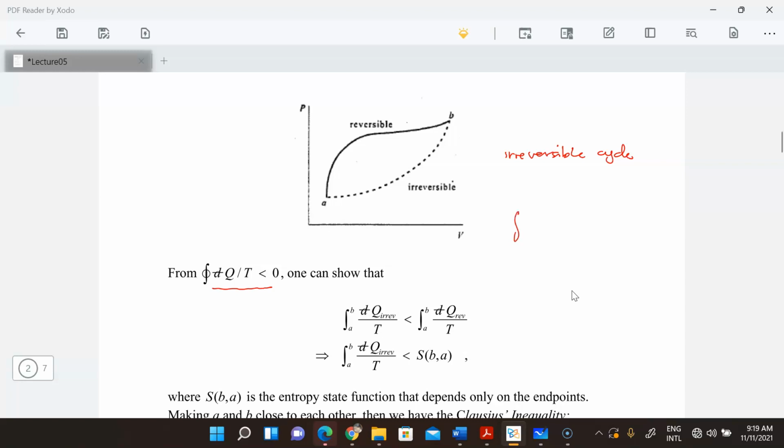And then one can write this as the integral from A to B of dQ over T plus the integral from B to A of dQ over T, where one of them is going to be the reversible one. So probably this is the reversible one, and this will be the irreversible one. And then that has to be less than 0, and then you rearrange it, and then you change the integral limits.